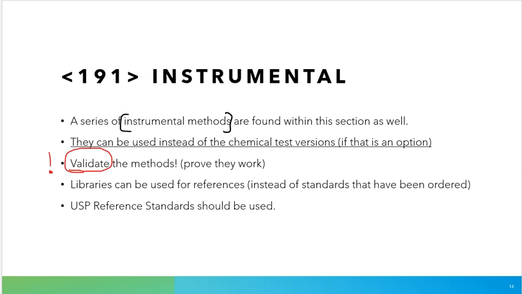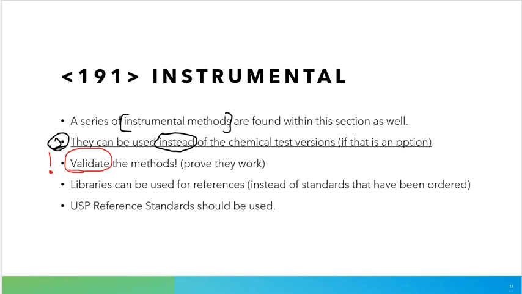Next up is that they don't specifically say it, but they can be used instead of chemical test versions if you think that it's an option for your lab. For instance, if there is a sodium test, and I don't want to do that sodium test with a chemical reagent, but I want to do a sodium test using a piece of equipment, then you are more than welcome to do that in exchange for the chemical test, because the USP-NF actually tells me that. That's verbatim. They can be used instead of the chemical test versions if it is an option that you have in your laboratory that you want to do.